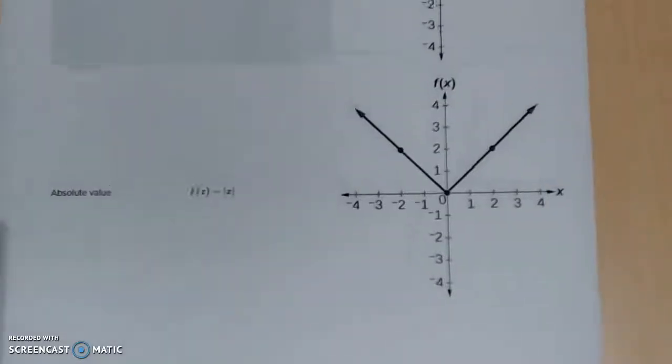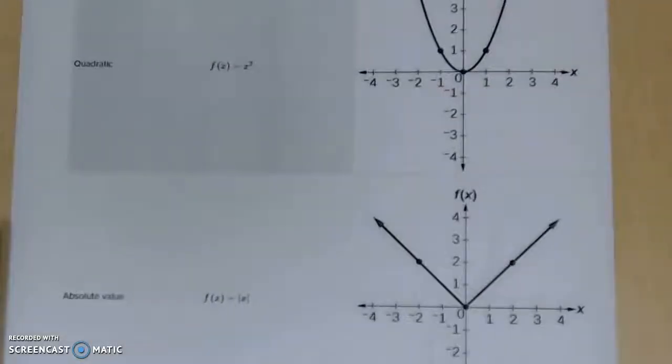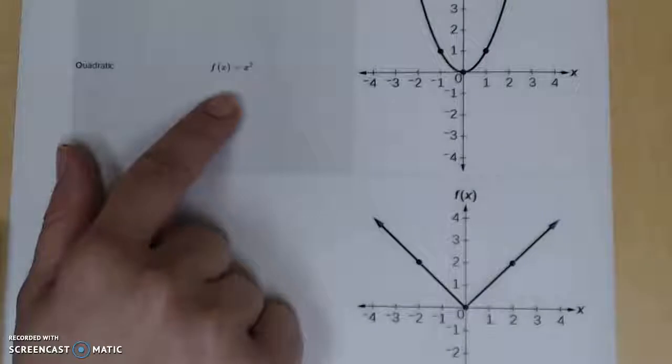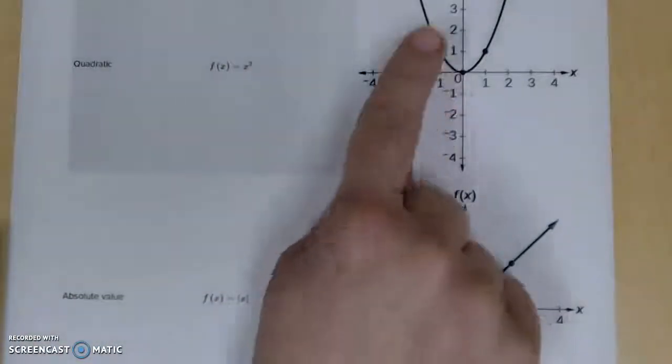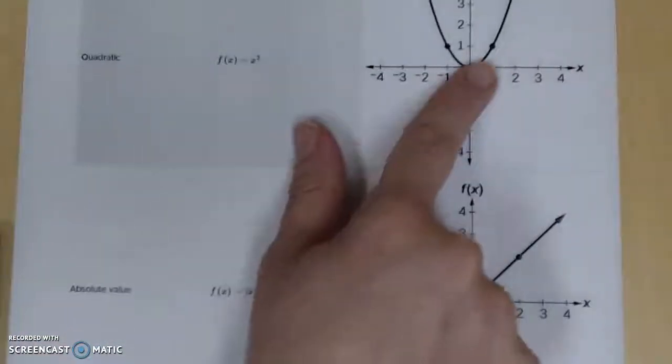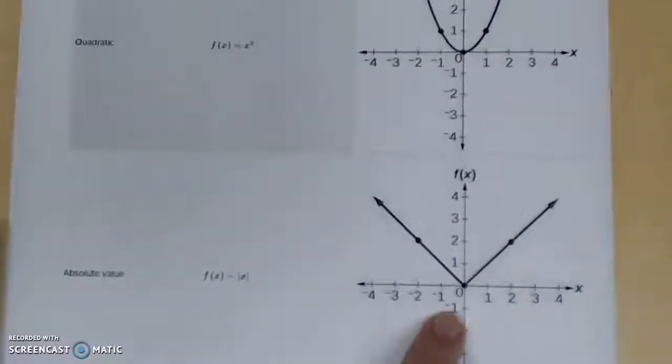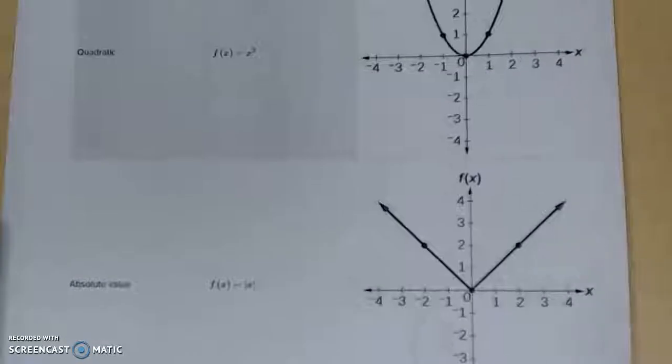The next 2 parent functions we look at are a quadratic and an absolute value. The equation is y equals x squared. All square functions look like this one, but the most basic one goes through 0, 0. It has a U shape, it has a point at 1, 1, etc. Absolute value of x looks like a V shape. You can see it also goes through 0, 0.